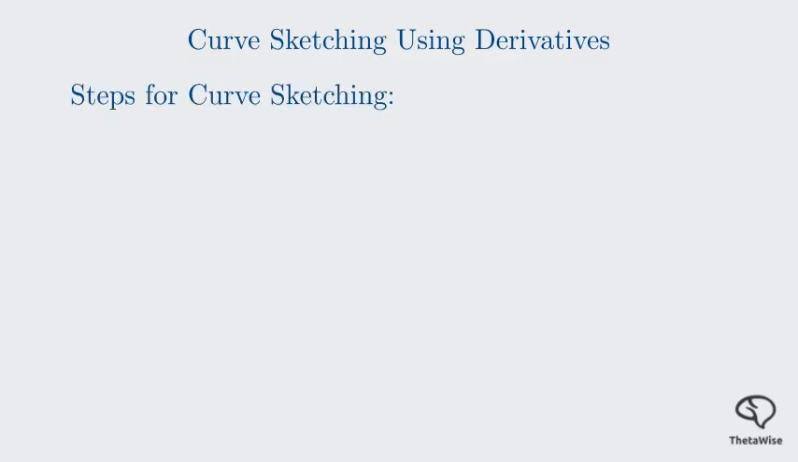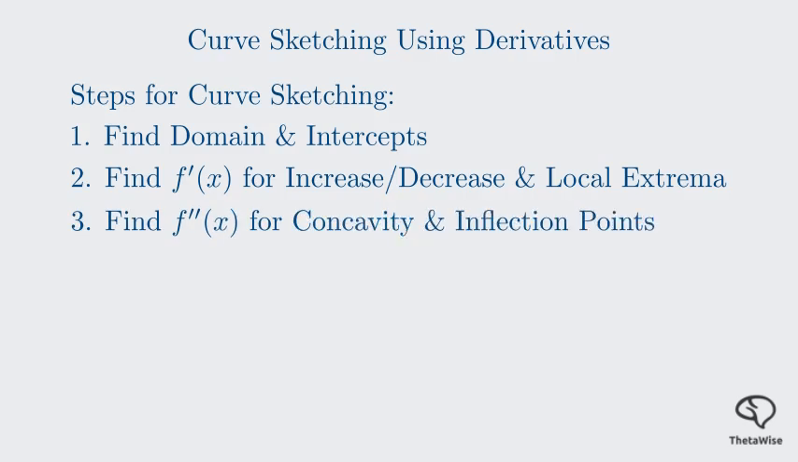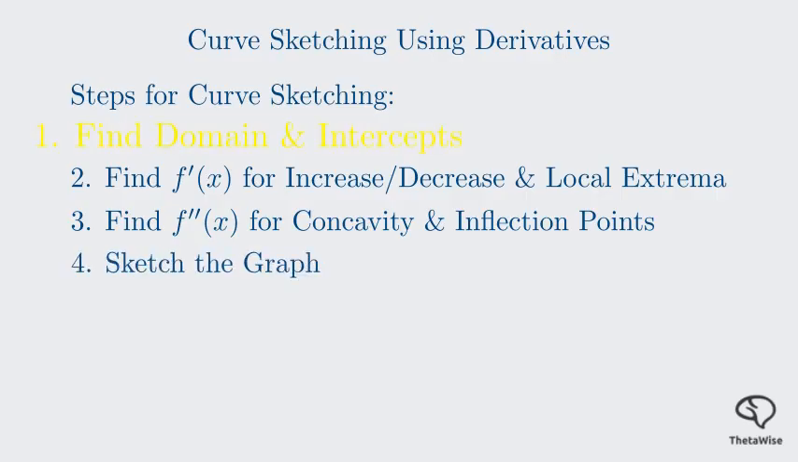Here are the steps we'll cover. First, we'll find the domain and intercepts. Second, we'll find the first derivative to analyze increase, decrease, and local extrema. Third, we'll find the second derivative to analyze concavity and inflection points. Finally, we'll put it all together to sketch the graph. Let's get started with our first step.